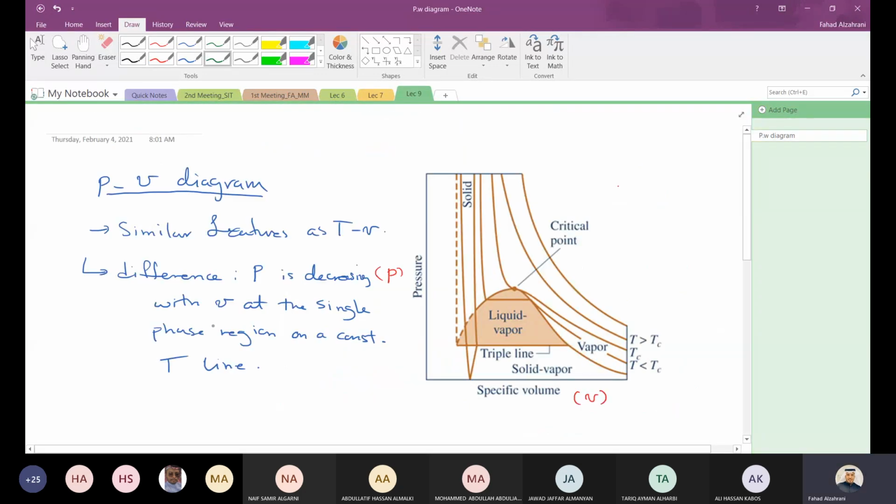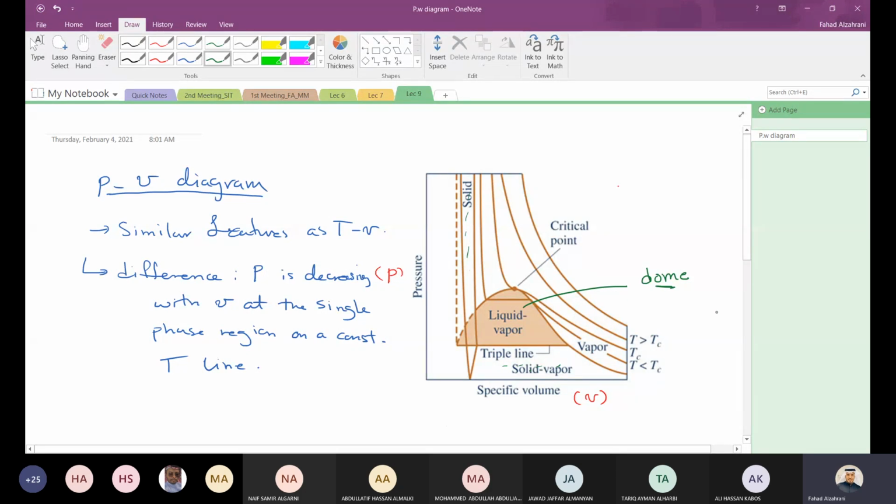Okay, today we'll talk about the PV diagram, which is, as I said last time, very similar to the TV diagram. You notice we have this dome here, this vapor dome or liquid vapor dome. We saw also this figure is showing the solid, but we will not focus on the solid. It also shows the solid vapor region, and we will not focus on that either. So we will focus on what I introduced last time in the TV diagram.